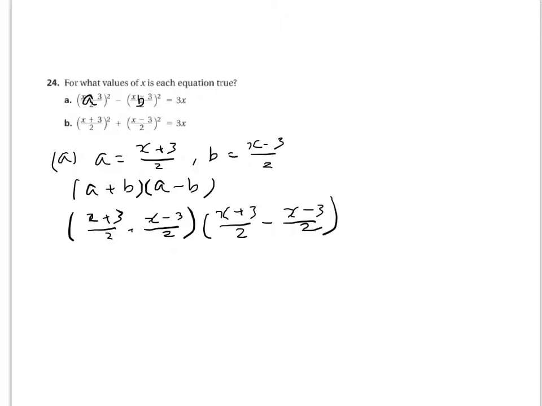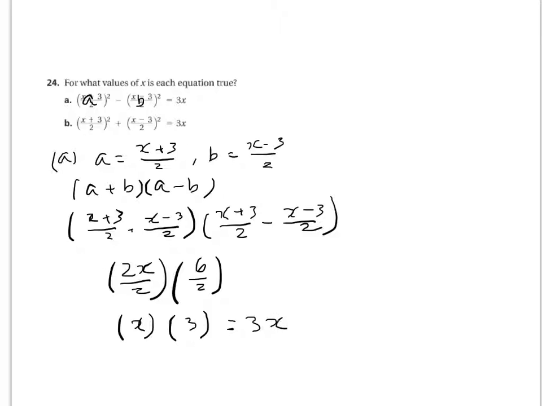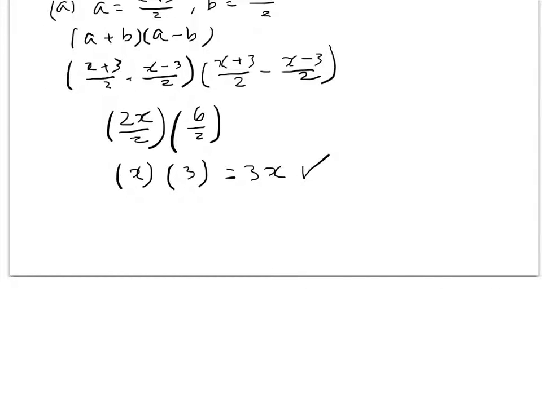We have the same denominator, so we can add just like normal numbers. So we have x plus 3 plus x minus 3, the plus 3 and negative 3 cancel out, so we have 2x over 2, which is x. That's the left parentheses. If you look at the right parentheses, we have x plus 3 minus x minus 3. We have the common denominator, so we can subtract just like integers. x minus x gives us 0, and then positive 3 minus negative 3 is positive 6. So we have 6 over 2, which is 3. So x times 3 equals 3x. Right? So A is true. How about B? That's your problem.